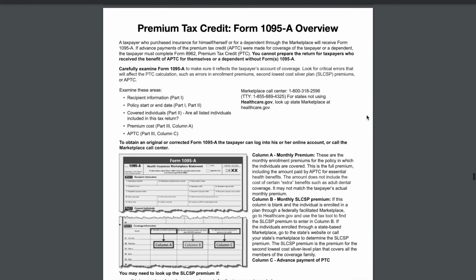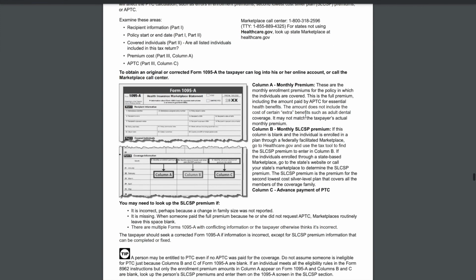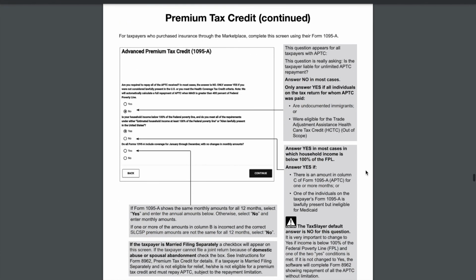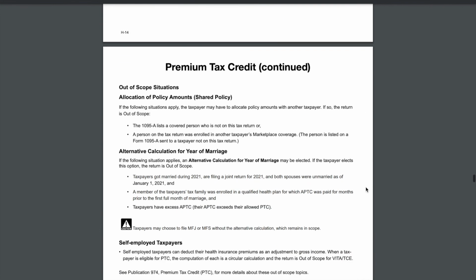And so this is the area really that I was talking about where it's important to look at when they have Form 1095-A, because, A, you cannot prepare the return for taxpayers who receive the benefit of a PTC for themselves or a dependent without Forms 1095-A. But 1095-A is really going to tell you how you need to enter everything within TaxSlayer so that it can, in fact, calculate the correct amount of tax. So here it's going to provide you a bunch of instructions on what you actually need to enter for that.